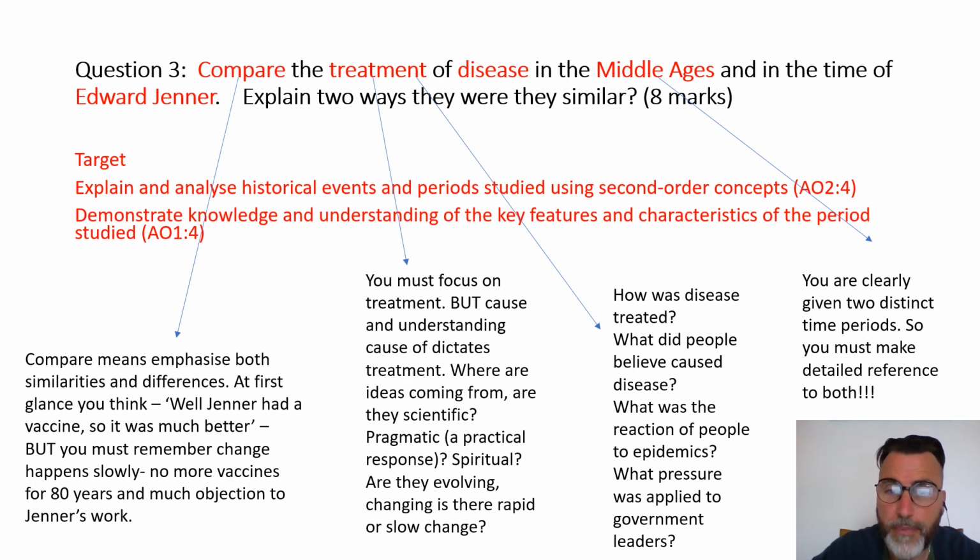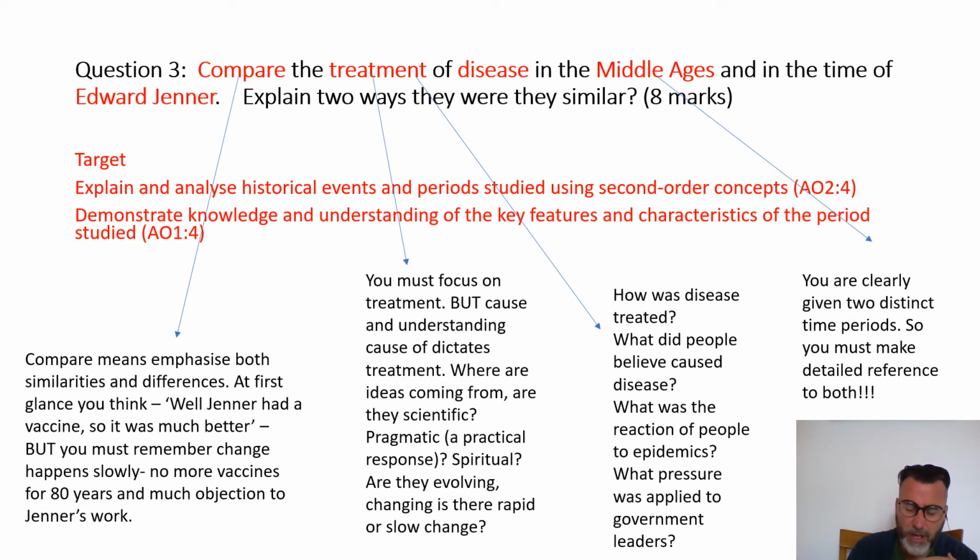Question 3. Compare the treatment of disease in the Middle Ages and the time of Edward Jenner. Explain two ways in which they were similar. Go with the similar. Compare means emphasise both similarity and difference, but this question asks for similar. What I would say is start with the difference.